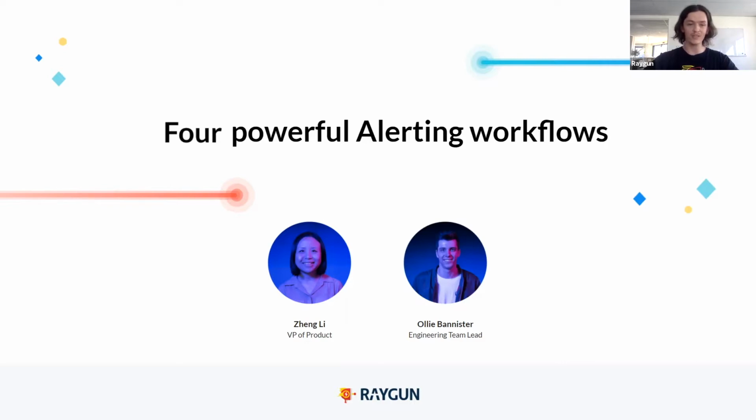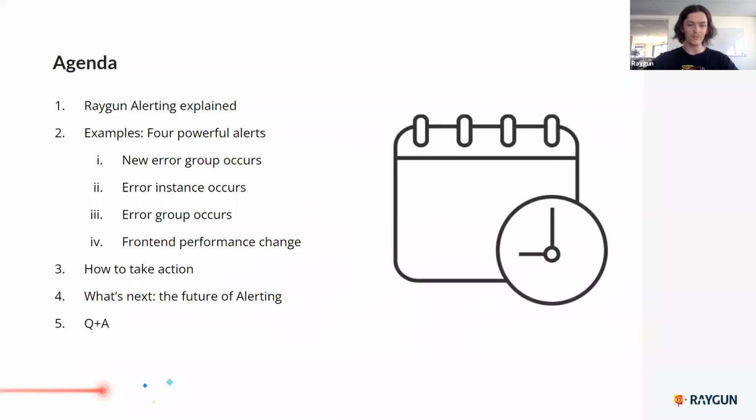Let's have a quick jump into the agenda, shall we? First thing we're going to go through is Zhang's going to walk us through the basics of alerting, looking at why it was created and how it was created. Then we're going to walk through the four main alert examples. Then after we walk through these alert examples, we'll show you how you can actually use Raygun to take action after you get one of these alerts. Then we'll have a little look into the future of alerting, see what's next, and then finally we'll jump into the Q&A at the end.